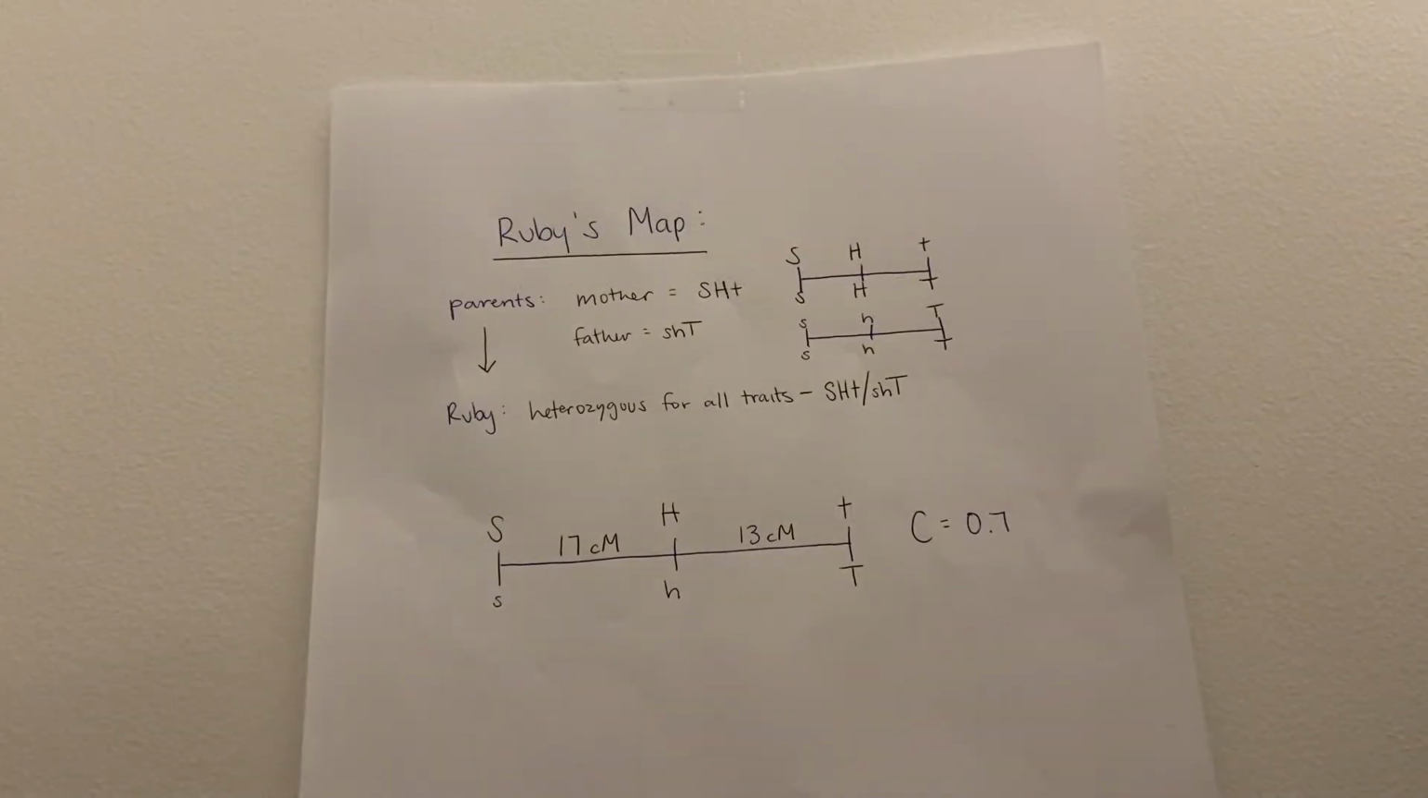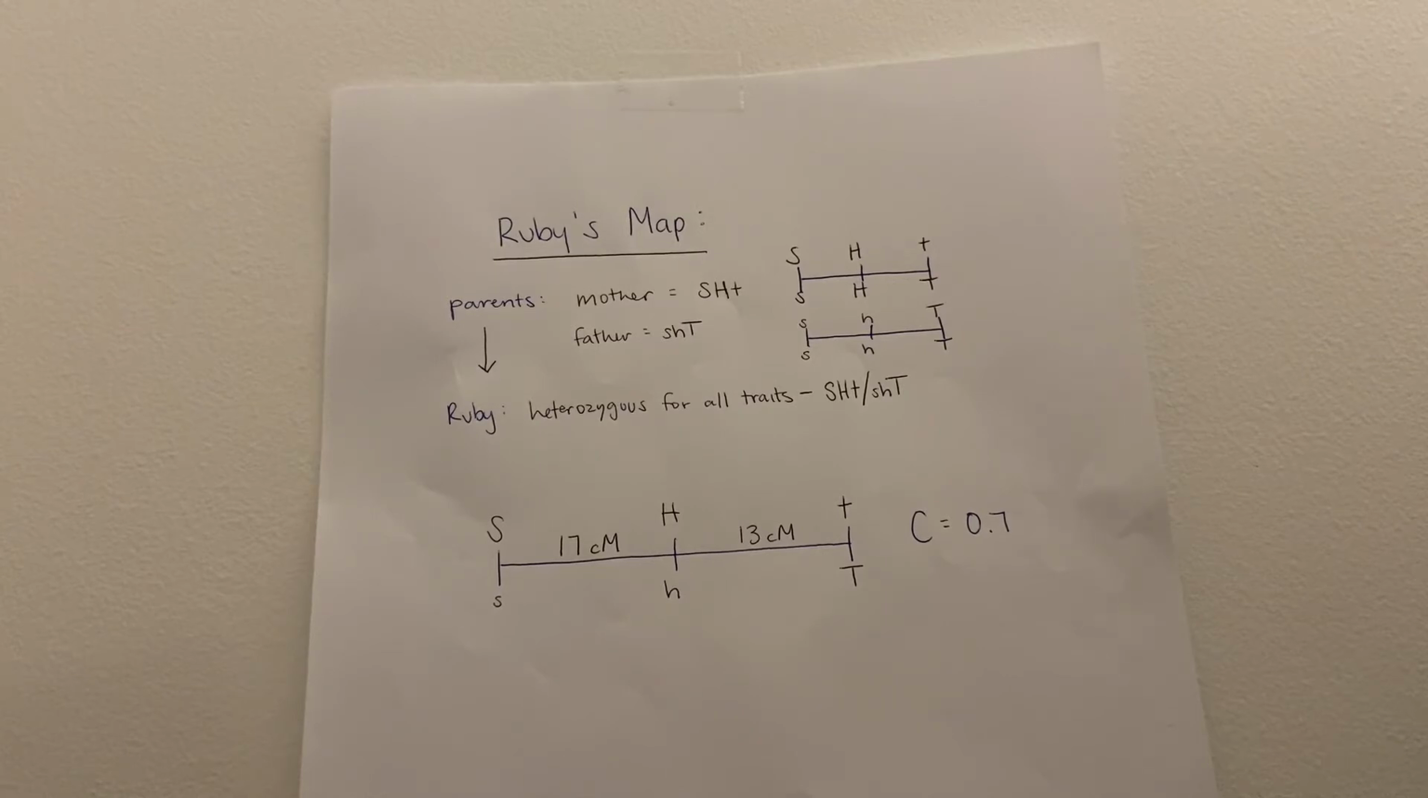Ruby's mother was pure breeding for non-shedding curly hair and a shy disposition, which as you can see allows me to draw out her chromosome number 8 as big S, big H, and little t from left to right. Ruby's father was pure breeding for shedding, shaggy hair, and an outgoing disposition, which we can see from his drawn-out chromosome being little s, little h, and big T from left to right.